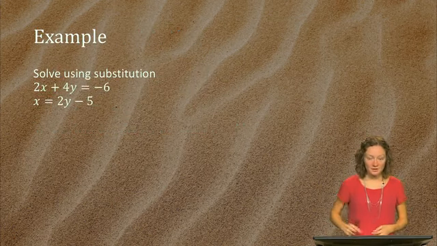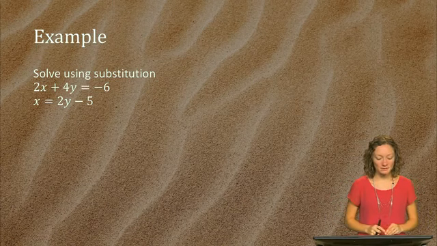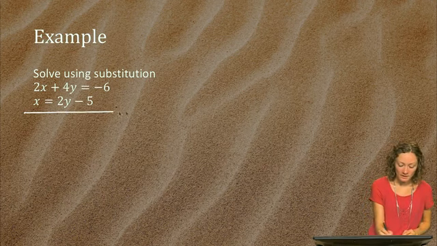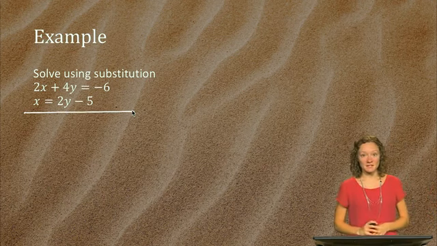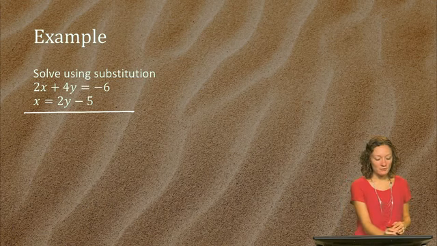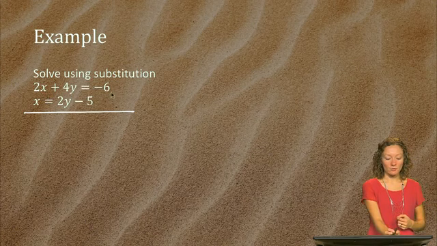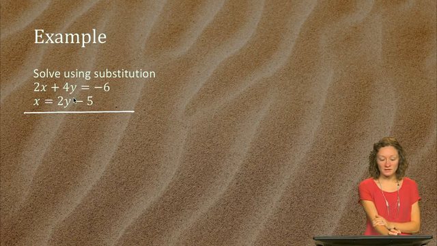All right, so let's go through using substitution. We have 2x plus 4y equals -6, and x equals 2y minus 5. So the first step is to solve one of the equations for one variable. If we chose the first equation, let's say we chose x, we'd have to subtract 4y, divide by 2. If we chose 4y, subtract 2x, divide by 4. There'd be some work involved in solving for a variable here.